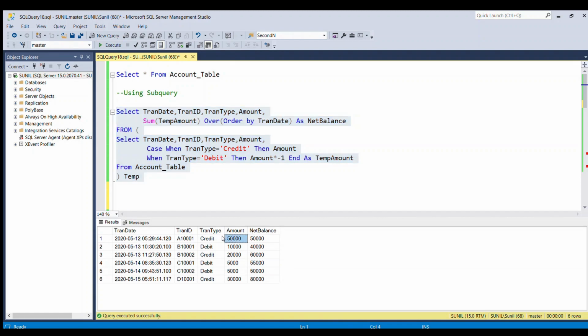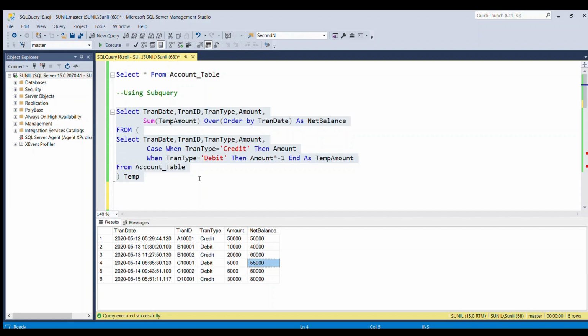You can see for the amount, for the first time there has been a credit of 50,000 and net balance is 50,000. In the second row, there has been a debit of 10,000, so net balance becomes 50,000 minus 10,000 equal to 40,000. In the third row, again there has been a credit of 20,000, so 40,000 plus 20,000 becomes 60,000. In the fourth row, there has been a debit of 5,000, so 60,000 minus 5,000 becomes 55,000. So this is how it calculates the net balance.